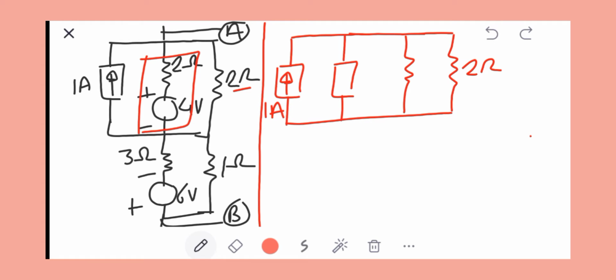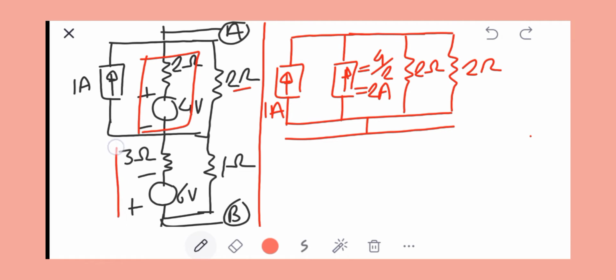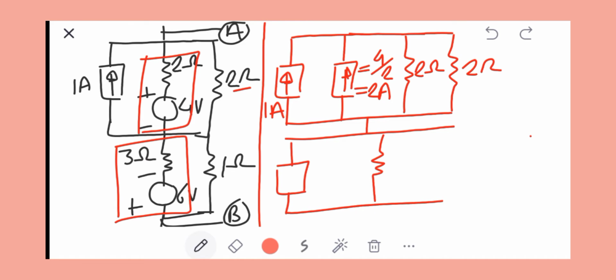Now for this part, this is 2 ohm and the current source is 4 upon 2 equal to 2 ampere, with the direction upward. And for the second part, this one, the current source with the equivalent impedance. This given impedance is 1 ohm as it is.